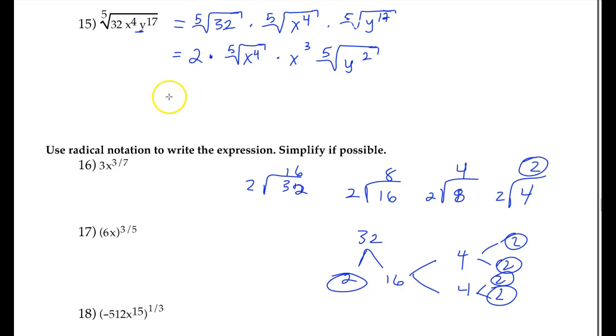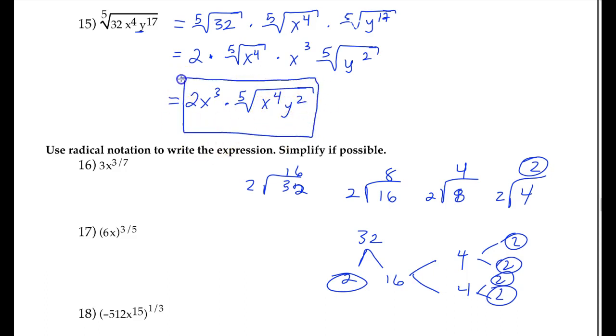All right, so once that's done, everything that's outside the house, we multiply together, and everything that is inside the house, we multiply together. And so you see that we just have 2x cubed times the 5th root of x to the 4th y squared. And this is your final answer for that.